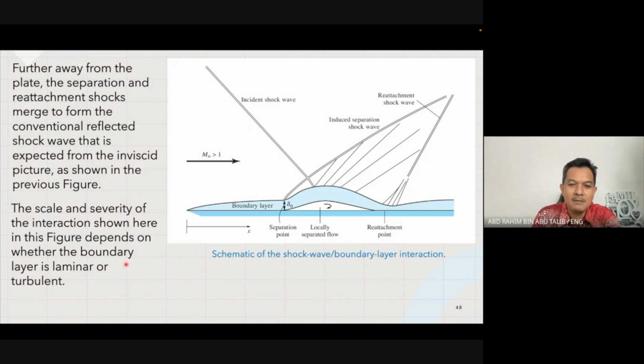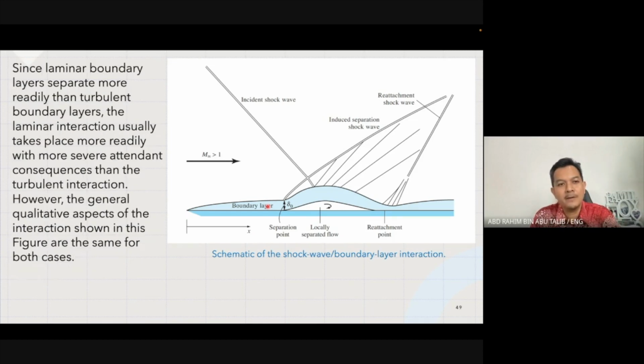So it depends, because it can happen since there is a subsonic layer in the boundary layer, right? So it can be laminar, it can also be turbulent. Since laminar boundary layers separate more readily than turbulent boundary layers, the laminar interaction usually takes place more readily with more severe attendant consequences than the turbulent interaction. However, the general qualitative aspects of this interaction in this figure are the same for both cases.